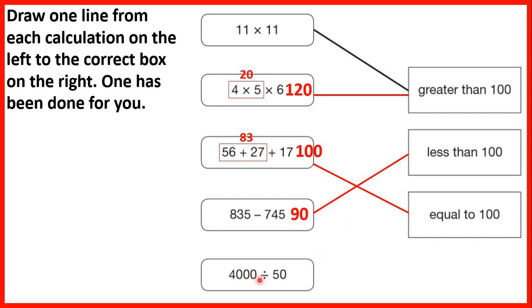And now 4,000 divided by 50. When we have end zeros in a division question, what we can do is cancel them. So we can cancel one end zero in our dividend and our divisor. And then we have 400 divided by 5. That's 80 because 40 divided by 5 is 8. But then after the 40 we have another 0, so we need a 0 in our quotient. And 80 is less than 100, so that's where we need to draw the line.